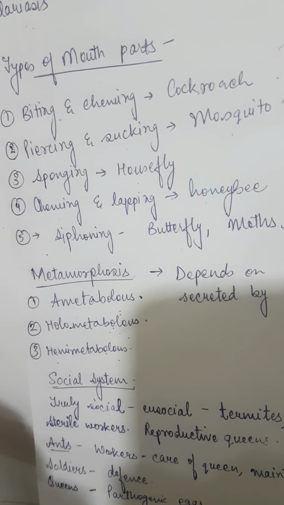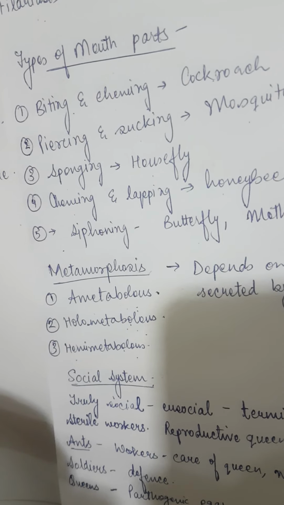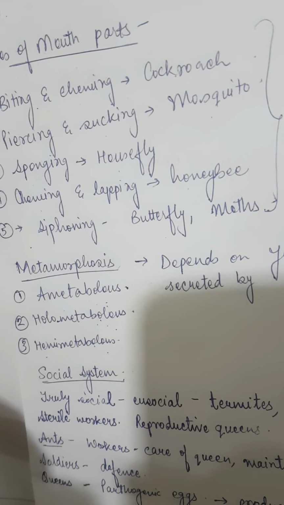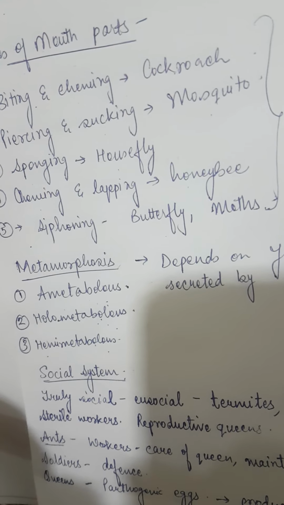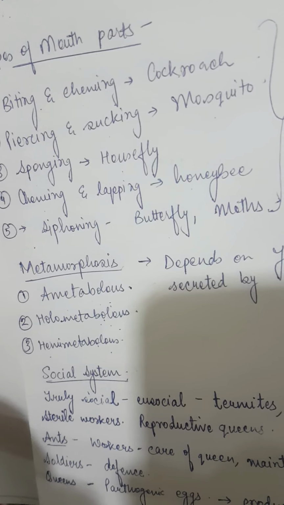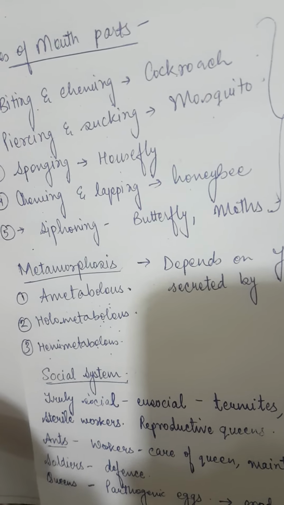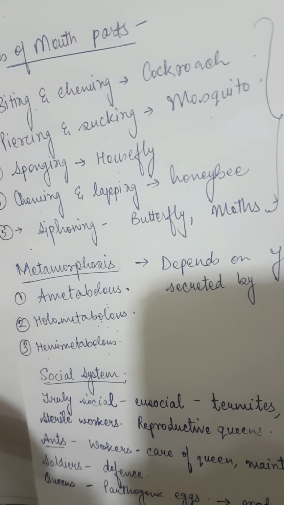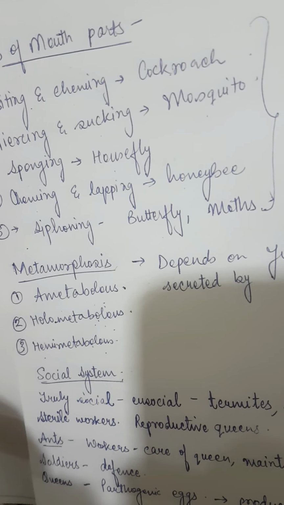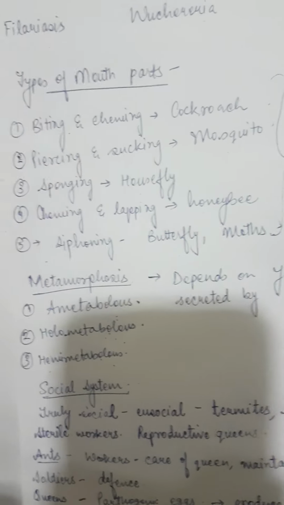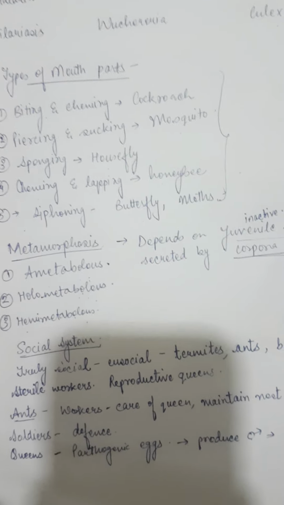In this video we will continue our previous discussion of metamorphosis. In the ametabolous type of metamorphosis, there is actually no metamorphosis, and the egg will develop into a young one, which almost resembles the adult, and then it will finally develop into an adult. It can be seen in the case of silverfish.